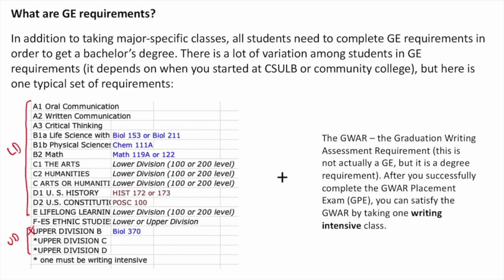I'm including this here, even though it's not technically a GE, because this writing intensive class can double count with your upper division C or D requirement. That way you can complete 3 requirements, upper division C, D, and the writing intensive class in just 2 classes. So we usually suggest that students take one plain upper division C or upper division D GE, and then take the other one as an upper division C or D / writing intensive class. So for example, if you took a plain upper division D, you would take an upper division C / writing intensive class. Or it could be the opposite. You could take a plain upper division C and then an upper division D / writing intensive class. That is completely up to you.